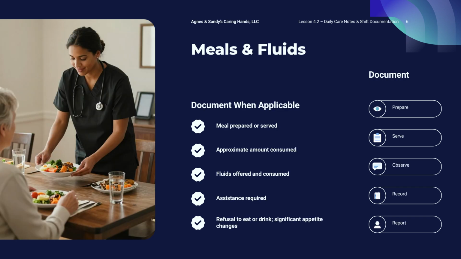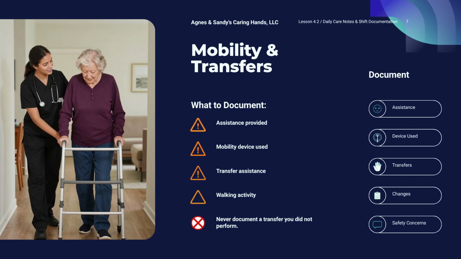Meals and hydration can provide important information about a client's daily condition. When required, document what meal was prepared or served and approximately how much the client consumed. You may also need to document fluids offered or consumed. You do not need to guess exact amounts when you do not know them. If appropriate, use reasonable descriptions or measurements supported by the agency's documentation process. If a client refuses food or fluids or has a significant change in appetite, document what happened and report concerns according to agency procedures.